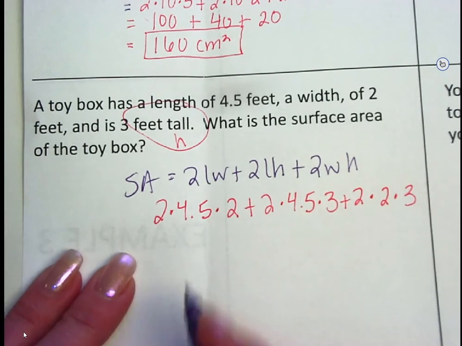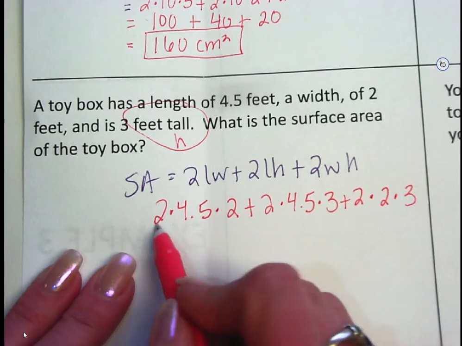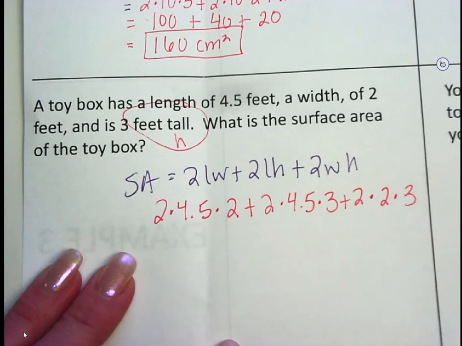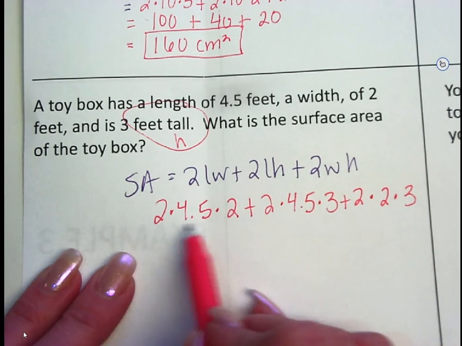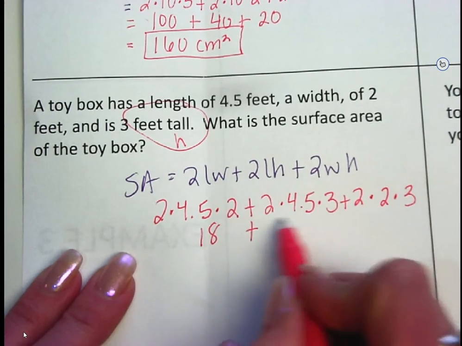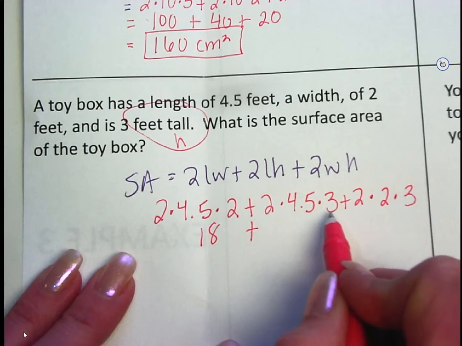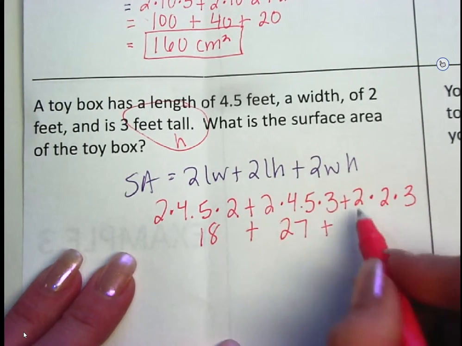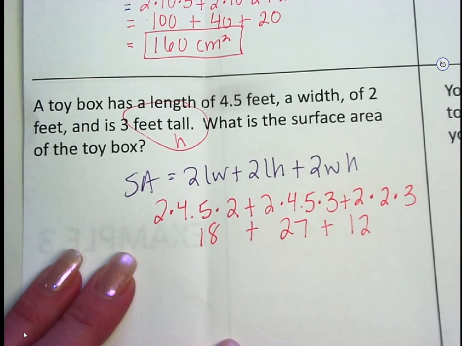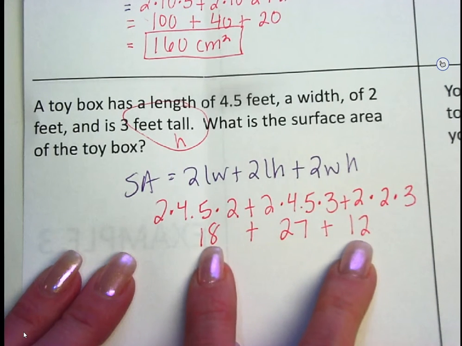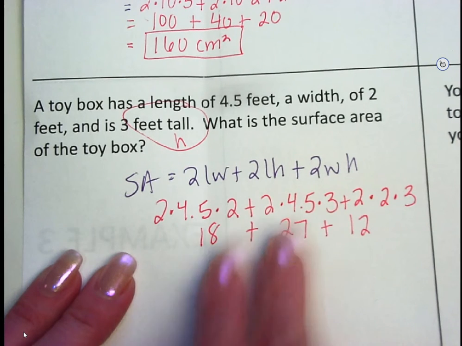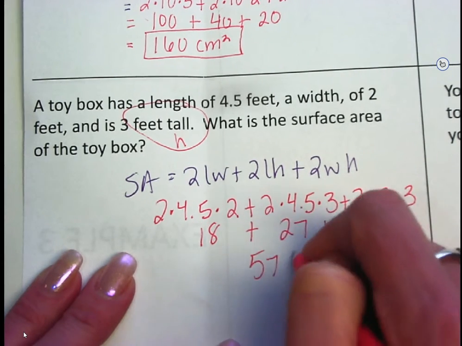I'm going to go back and do this one like I did the first one because I can do this mentally. That's another advantage of not using a calculator. I could do each of these separately in my head and then add them together. So 2 times 4.5 is 9. 9 times 2 is 18. 2 times 4.5 again is 9. 9 times 3 is 27. And then 2 times 2 is 4. 4 times 3 is 12. And then I'm going to add the 18 and 12 together. I can use the commutative property to move them in my head. 30 plus 27, which is 57 square feet.